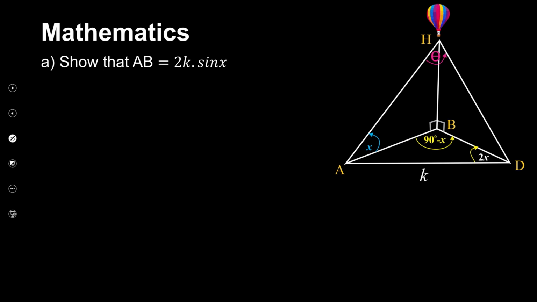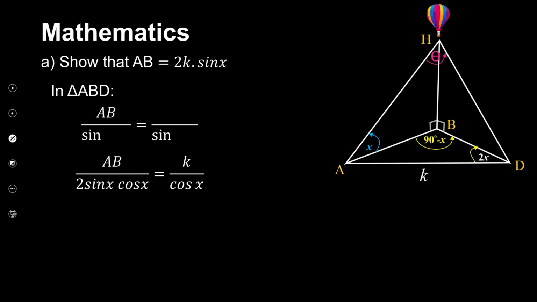So we start off by saying that in triangle ABD, we know that AB, oh, sorry, James. Maybe I should have talked about this a bit more. Just give me a second, sorry. I haven't discussed this.